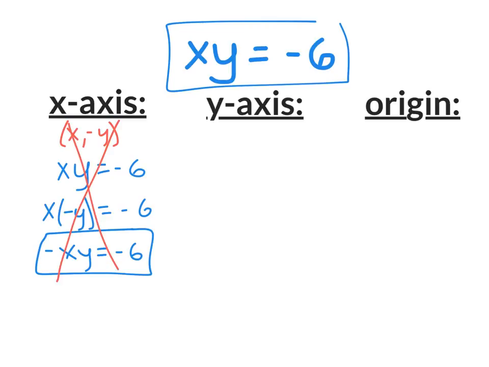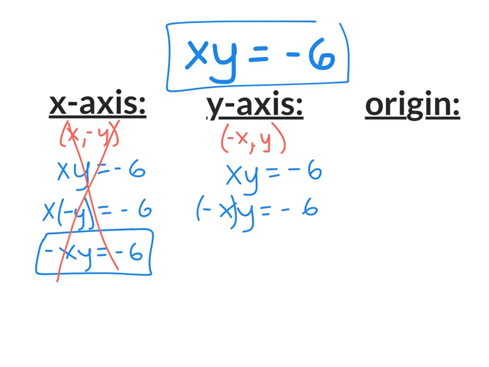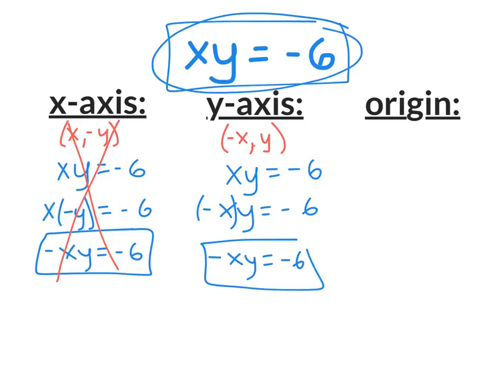Let's check y-axis. Remember, with y-axis we replace x with negative x and keep our y-coordinate the same. So in our equation form, we start off with xy equals negative 6, which is our original equation. If I replace x with negative x and simplify, we get negative xy equals negative 6, which is again not the same as the original. So in this case, we'd say it's not symmetric about the y-axis either.